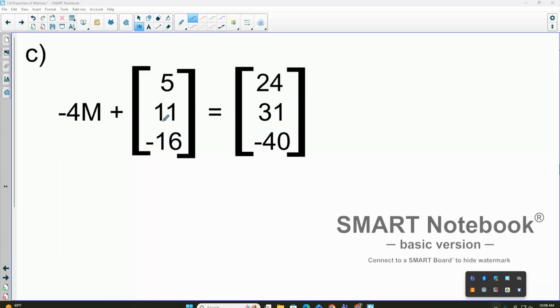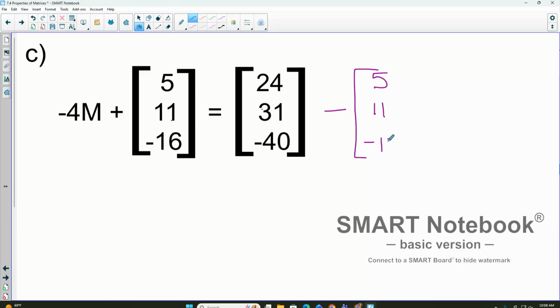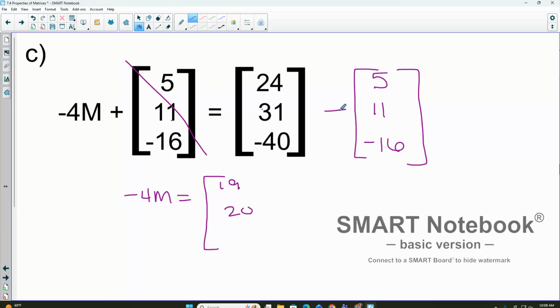If you divide by 4, you just have to make sure you're dividing all of them. So you could certainly do that. You'll have some fractions, or you could subtract this over first and combine those to start. So 24 minus 5 is 19. 31 minus 11 is 20. Negative 40 minus negative, so negative 40 plus 16 gives us negative 24.